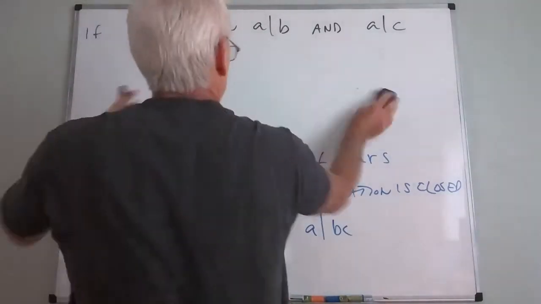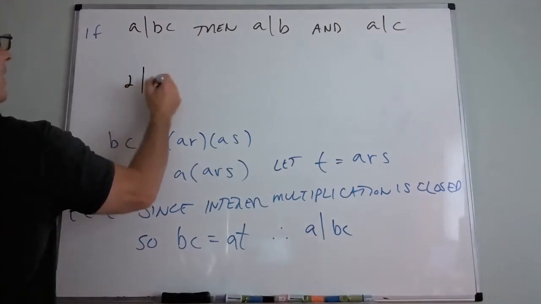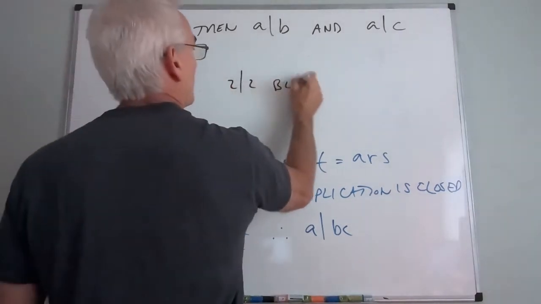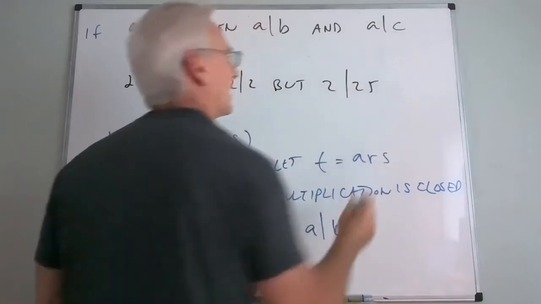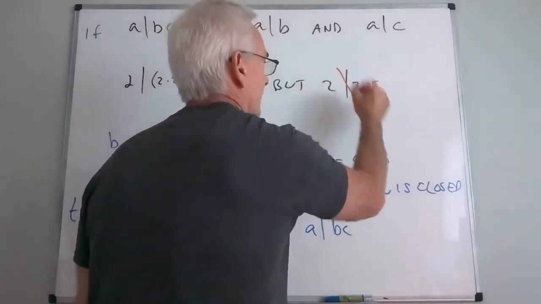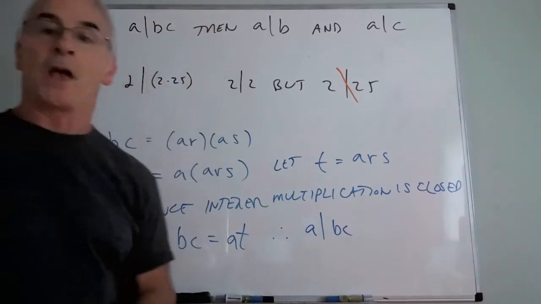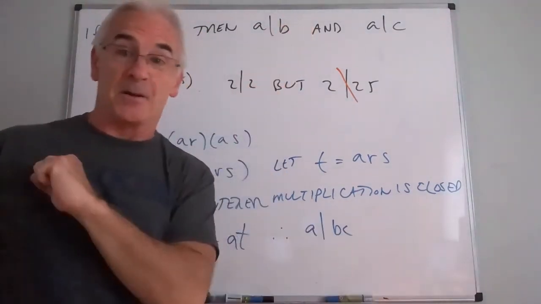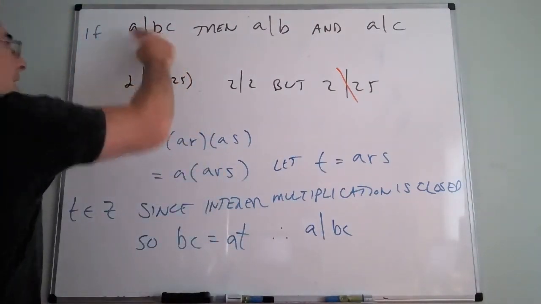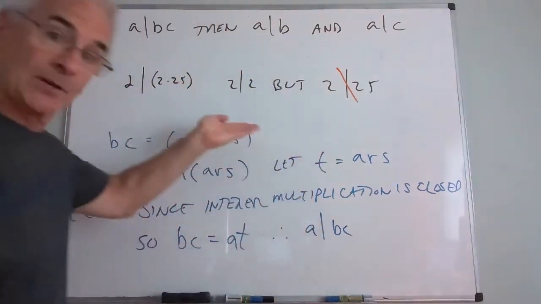Okay, somebody said 50. Let's use 50. Okay, 2 divides 2 times 25. 2 divides 2, but how do I say 2 does not divide 25? It's actually simple. Like that. So we have just proved this statement is false. By the way, this statement is true an infinite number of times. If B and C are properly chosen, I can make this true, but we've just found a really easy way to make it false. Okay, we found a counterexample.